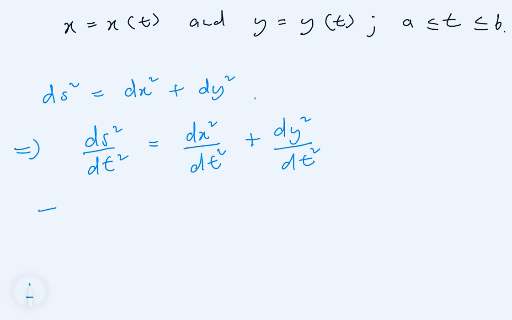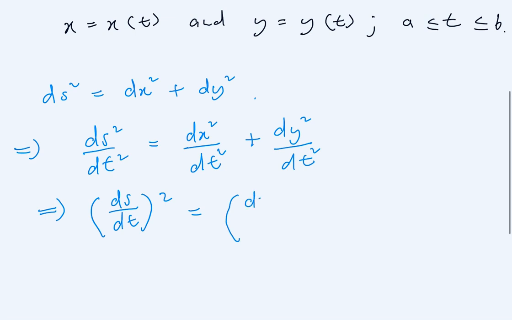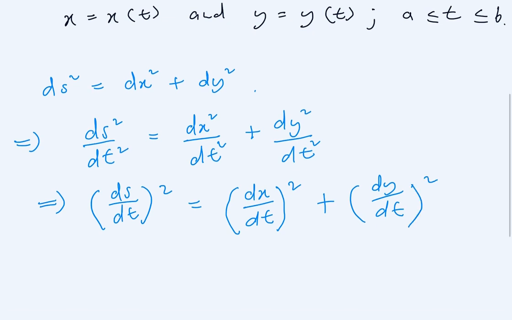So moving forward, this implies the following. ds squared over dt squared, we can write as ds over dt all squared. And on the right hand side, dx squared over dt squared, we can write as dx over dt all squared, plus dy over dt all squared. So we can write it like this.